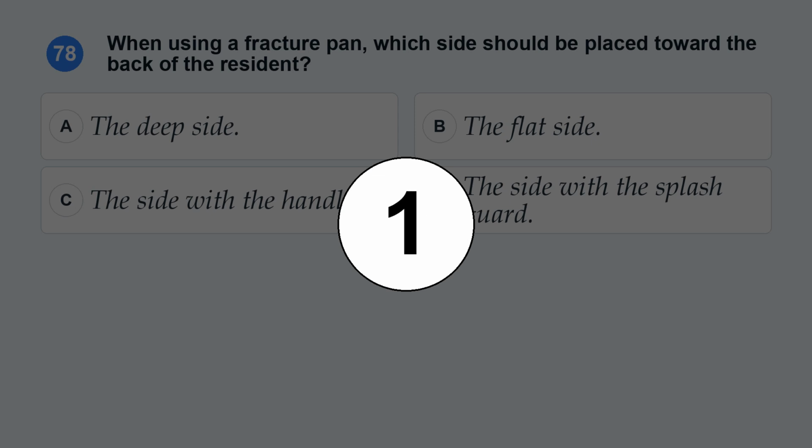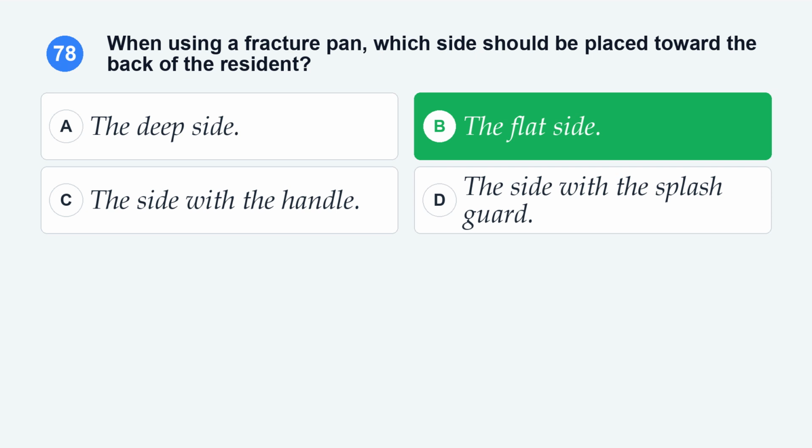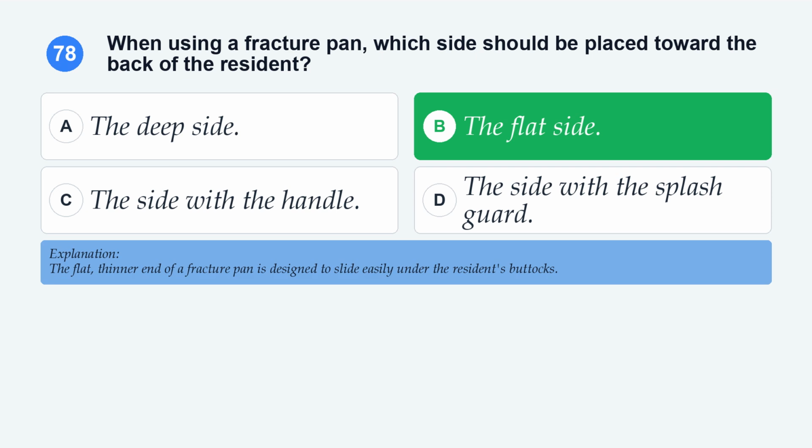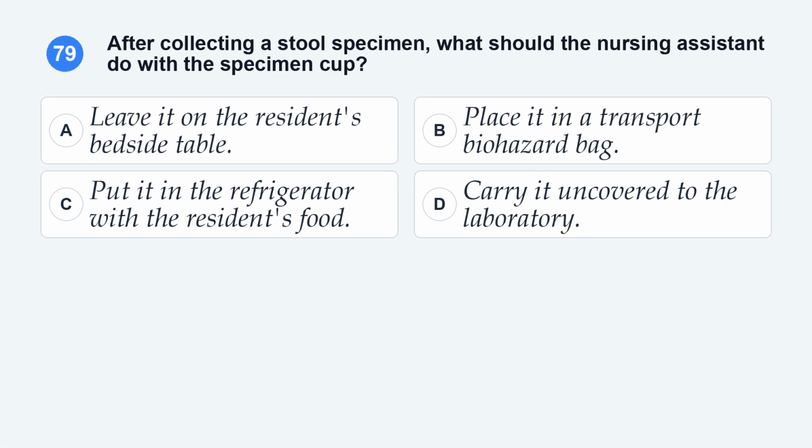The correct answer is option B. The flat side. Explanation. The flat, thin end of a fracture pan is designed to slide easily under the resident's buttocks. Question 79. After collecting a stool specimen, what should the nursing assistant do with the specimen cup?